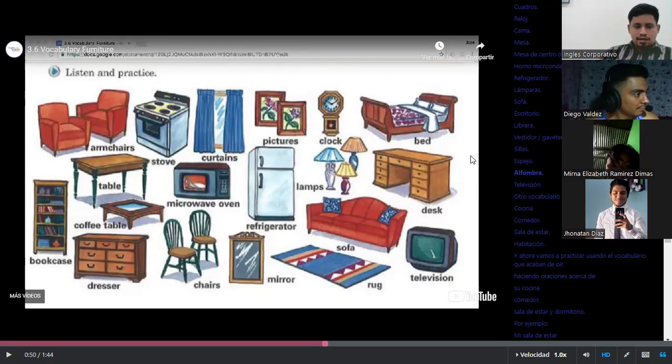Dresser, just let me. I can see it here.